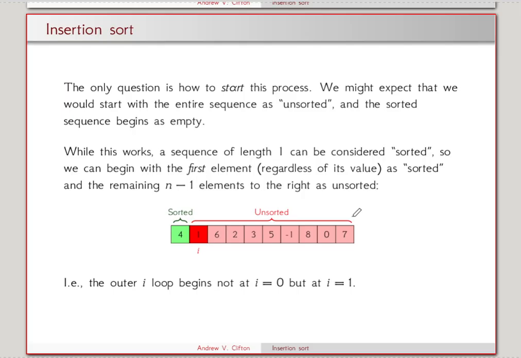You might expect that we'd start with the entire sequence being unsorted, and that works fine. But remember that a sequence of length 1 is sorted. If I give you the number 12 and say, hey, sort this, you're like, I'm done. One thing by itself is sorted. So we can grab just the first thing in the sequence and claim that it is already sorted, and the unsorted section is the remaining n-1 elements after it. That means our outer loop is going to start with I equal to 1.